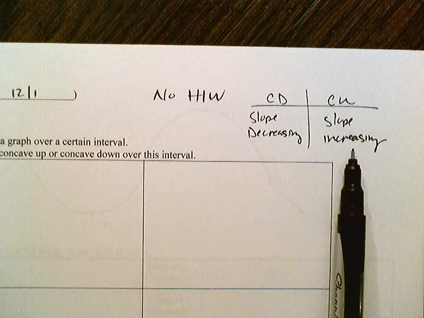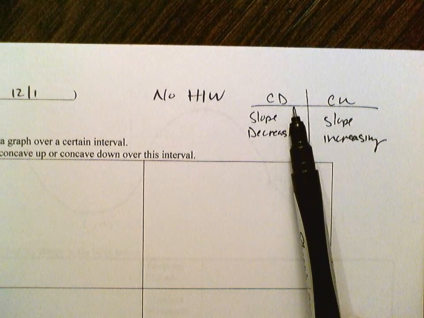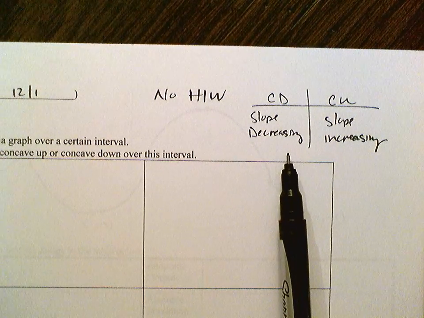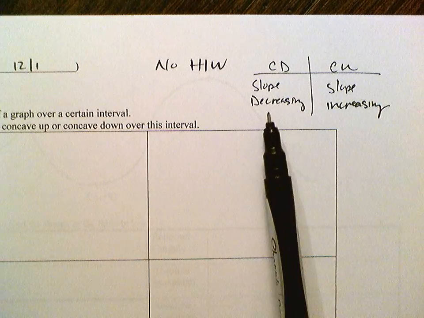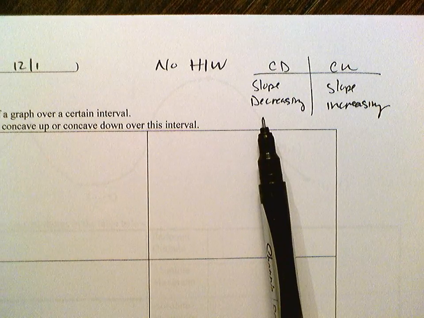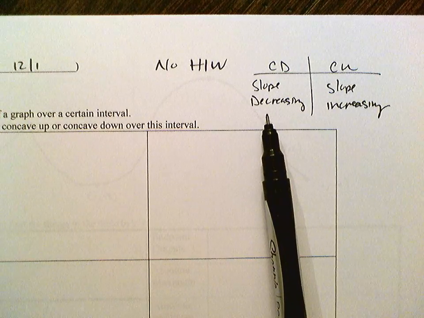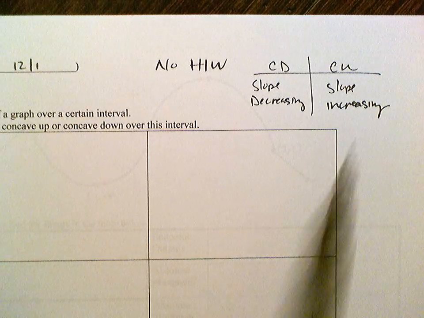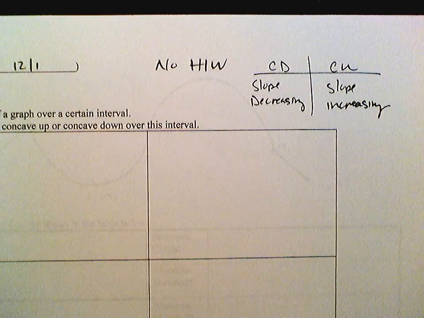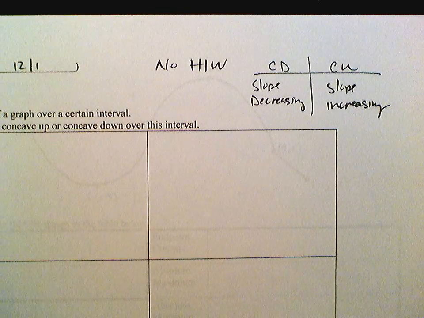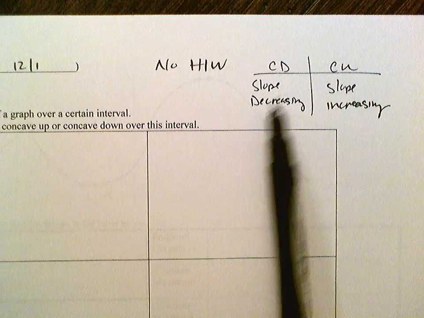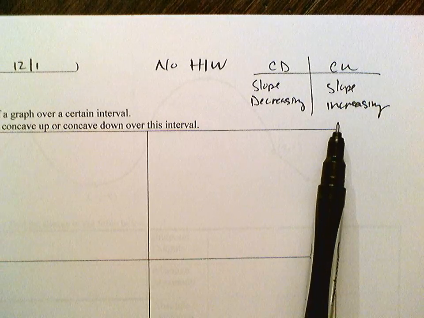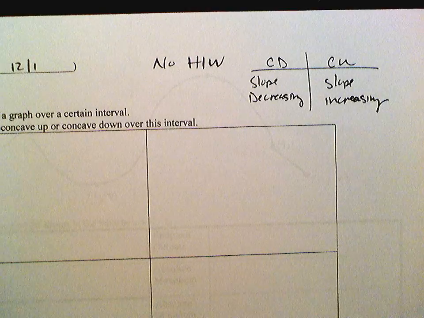Before we start, I'd like you to write this table down. CD and CU. CD stands for concave down. CU stands for concave up. A section of a graph will be concave down if the slope of the tangent line is decreasing, and it will be concave up if the slope of the tangent line is increasing. And what's another name for the slope of the tangent line? The derivative. So if the derivative is decreasing, then the original function is concave down on that interval. And if the derivative is increasing, then the original function is concave up on that interval.